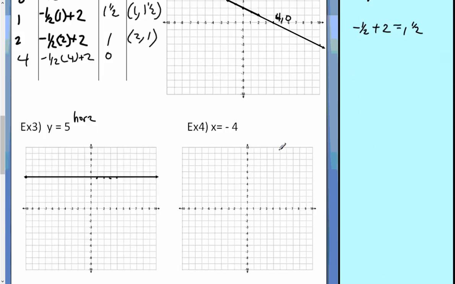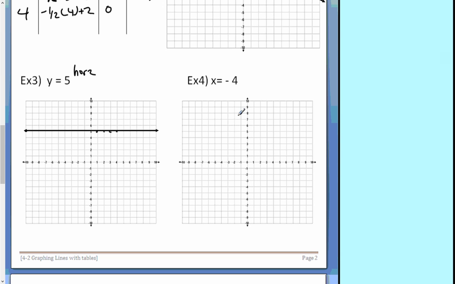So let's look at this one. This one's a little bit harder to understand, okay? But what I'm saying here is, no matter what I put in for y, x is going to be negative 4. So if I said y was 2, x would be negative 4. If I said y was 4, x would be negative 4. If I said y was 6, x would be negative 4. You see what's going on here? 8, x would be negative 4. What's happening? I'm making a perfectly horizontal line. I'm sorry, a perfectly vertical line. Right? Perfectly vertical line.